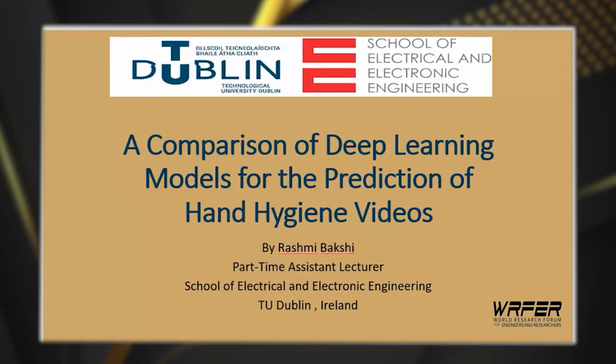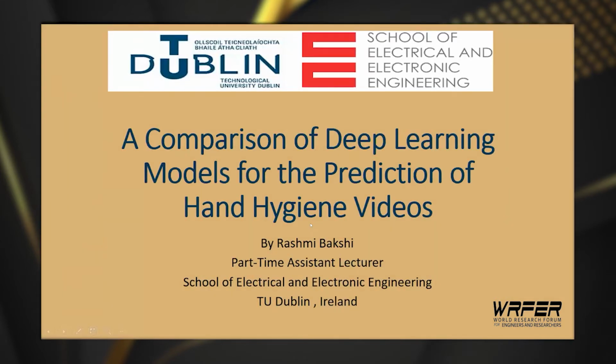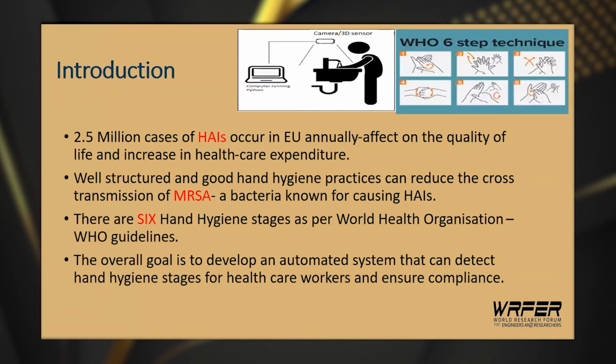Hello everyone, I'm Rashmi Bakshi and I will talk on my topic, a comparison of deep learning models for the prediction of hand hygiene videos. To start with, in the European Union, every year 2.5 million cases of hospital-acquired infections occur. The main reason for these infections is MRSA, a bacteria that causes the cross-transmission of diseases. Research has shown that good hand hygiene practices can reduce the transmission of this bacteria and therefore save us from spreading hospital-acquired infections.